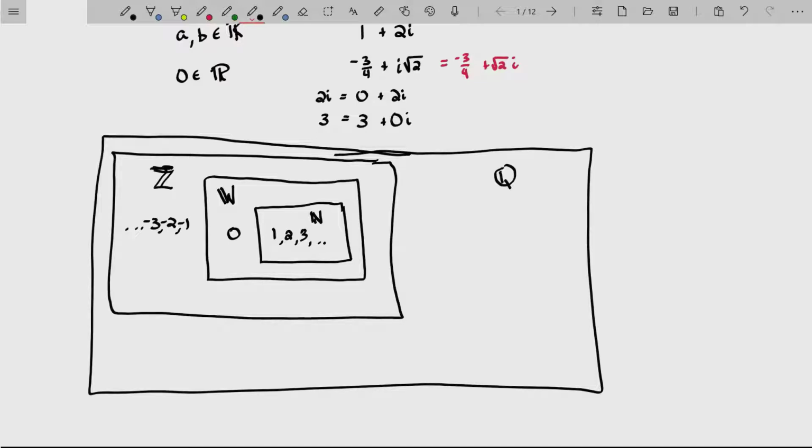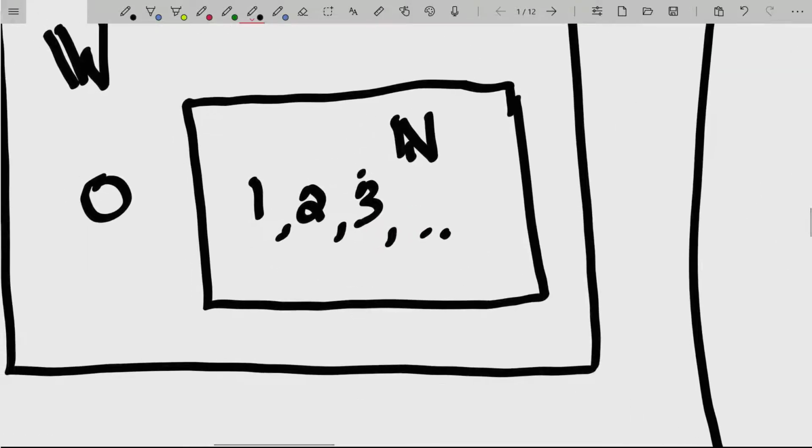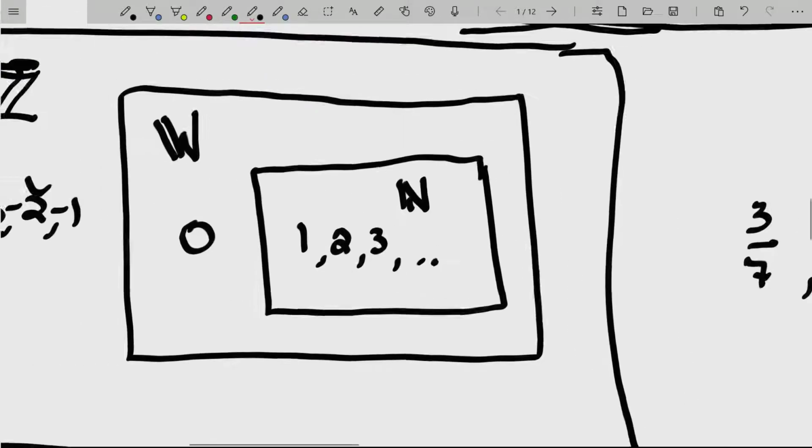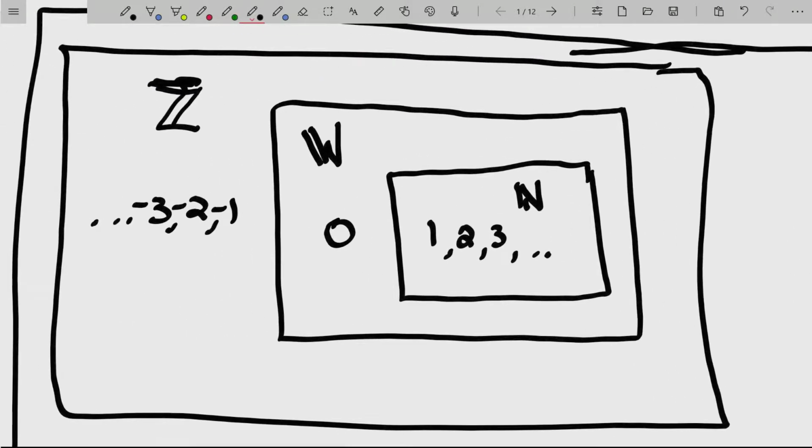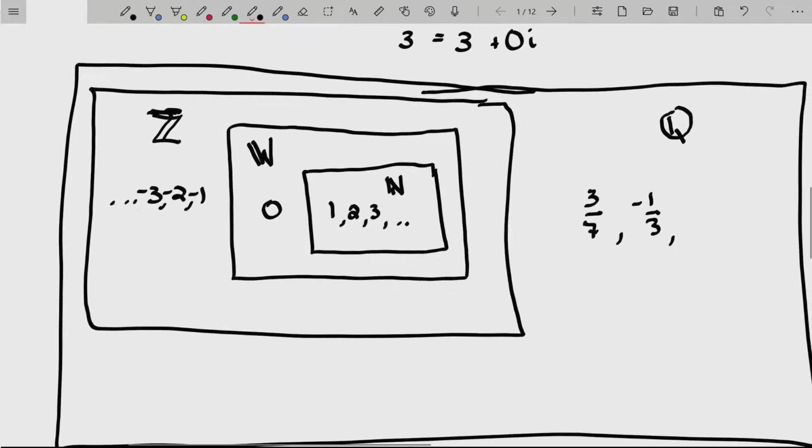And these are numbers like 3/7 or -1/3, but it also includes numbers like 3 over 1 or negative 6 over 3, which would be negative 2. So all of those previous numbers we've mentioned are also rational numbers. So every time you talk about a natural number, you're really talking about a whole number as well, but you're also talking about an integer, but you're also talking about a rational number.